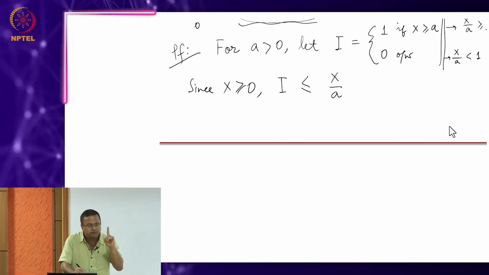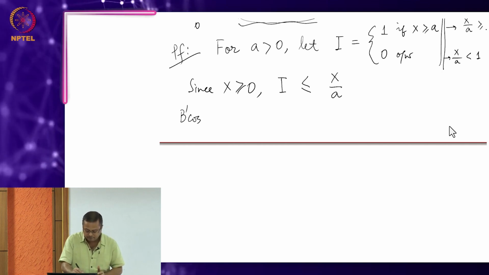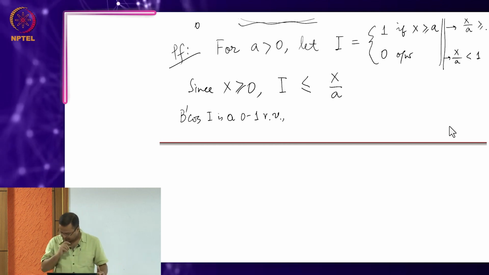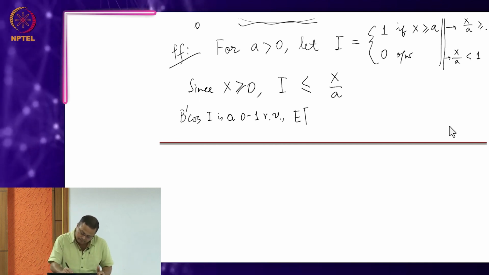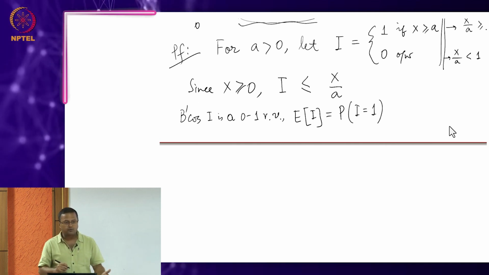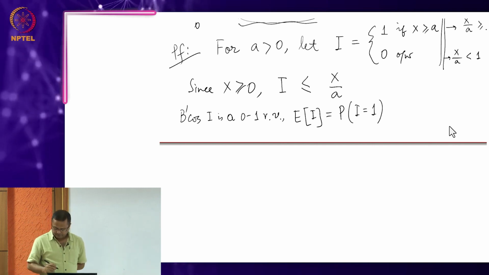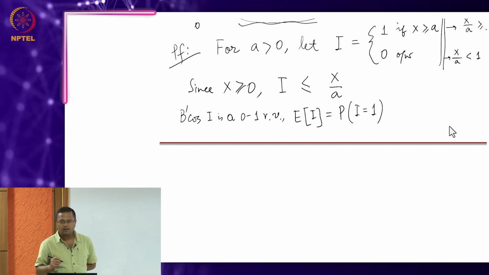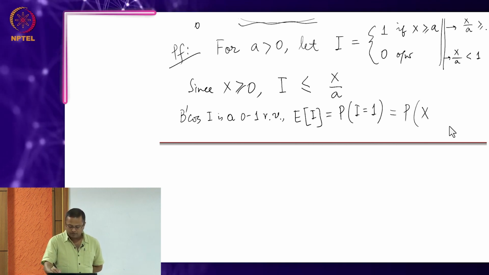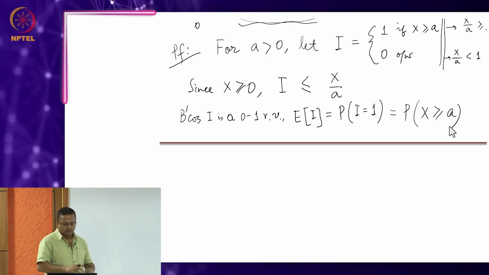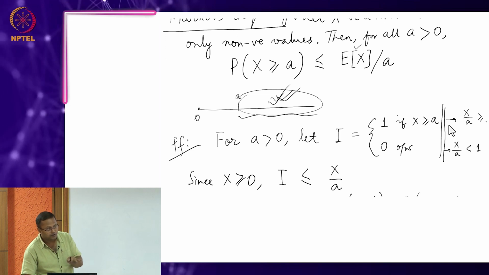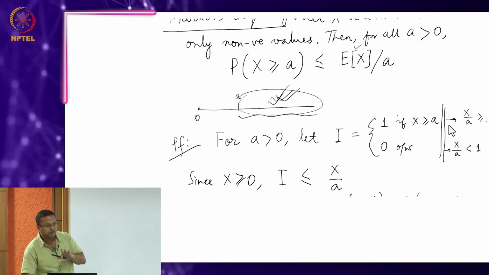Achha, I is a 0 1 random variable, right. We know how to handle it. Its expectation is nothing but probability of I equals to 1. Done? You are okay with this step? This we did earlier. And probability of I equals to 1 is nothing but probability of x greater than or equal to a. That is what I wanted on the left side, right? So, I have reduced probability of x greater than or equal to a in terms of expectation of I.